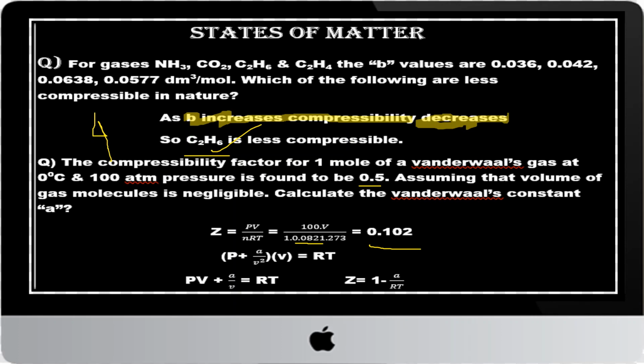P plus A by V square into V equals RT. Simply solving this, PV plus A by V equals RT. From this we get Z equals 1 minus A by RT. This is the relation here, 1 minus A by RT.